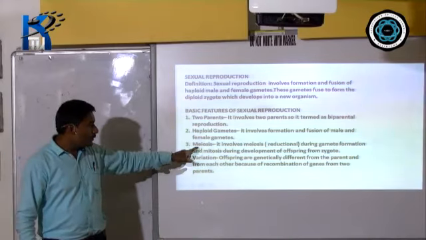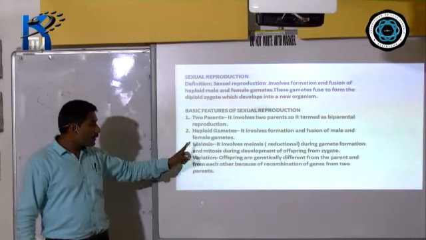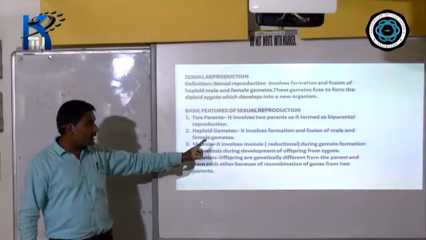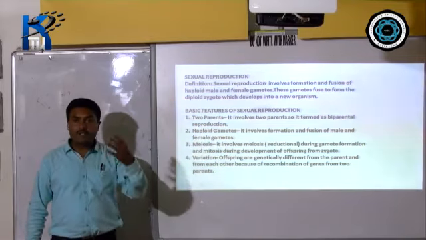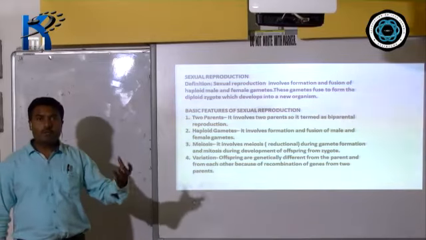Number three, meiosis. That means in sexual reproduction, what is also involved? Meiosis is involved. That means it involves meiosis. When I say meiosis, you have been hearing haploid gamete. The haploid gamete is due to meiotic division.